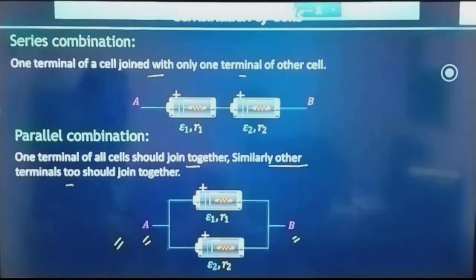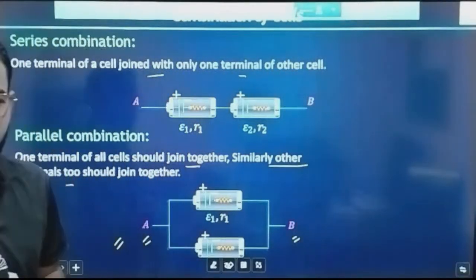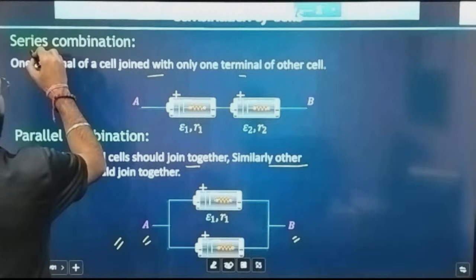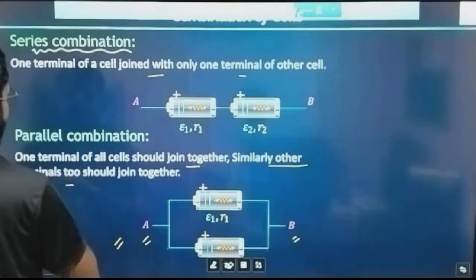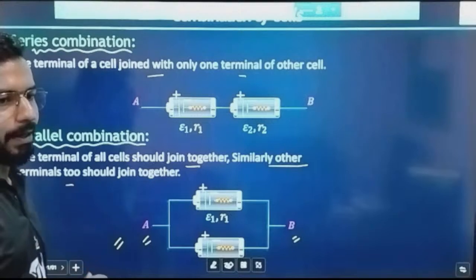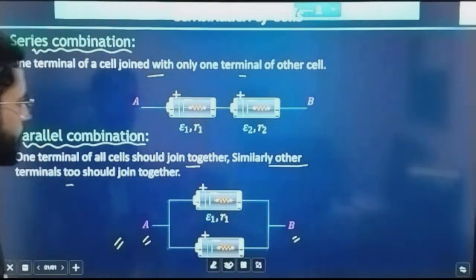Now see here, we are in the topic combination of cells. So give your heading as combination of cells and start writing. The first combination we are going to study is series combination, and the second thing that we are going to study today is parallel combination of batteries. What will be the results? How will the results be, that we are going to understand here?